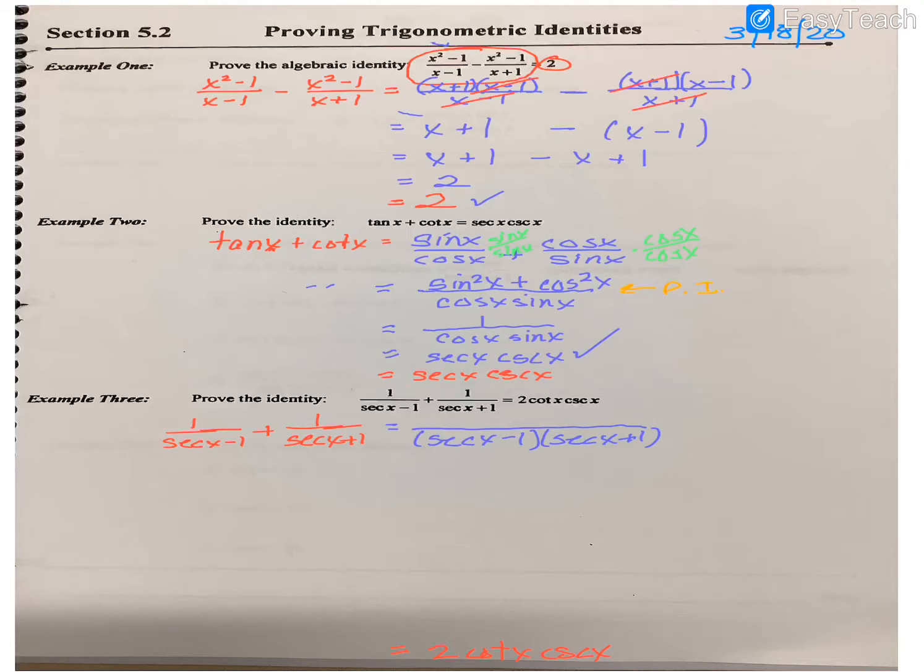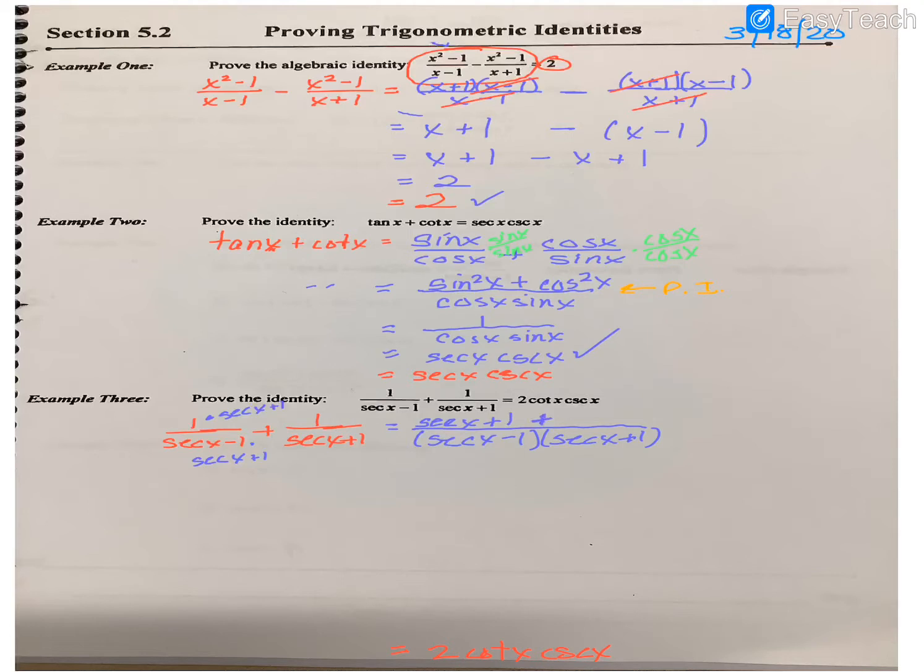Okay, so go back here. My first fraction currently has the denominator secant x minus 1. We're going to need to multiply by secant x plus 1, which, what you do to the denominator, you do to the numerator. So I'm going to multiply by secant x plus 1. 1 times secant x plus 1 is secant x plus 1.